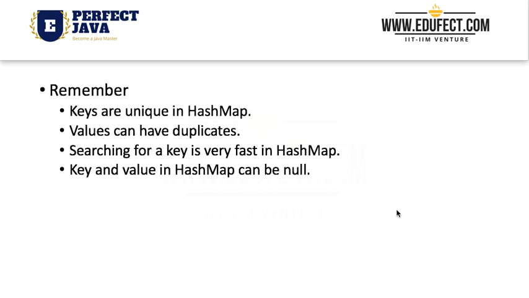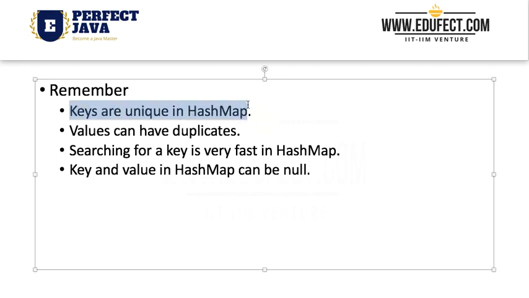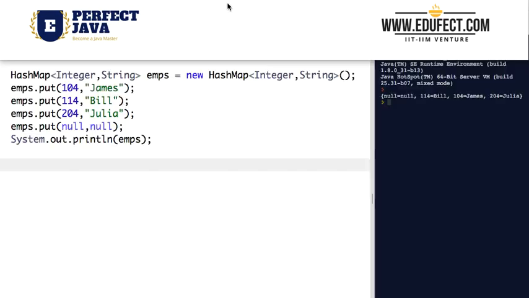Points to remember about a hash map. We talked about this. Keys are unique in a hash map. So there can be only one key of one type. Keys are unique. We cannot have duplicates in the case of keys. Values can have duplicates. So in a hash map, we can have duplicate values. We did not see an example of it. Let's look at an example.